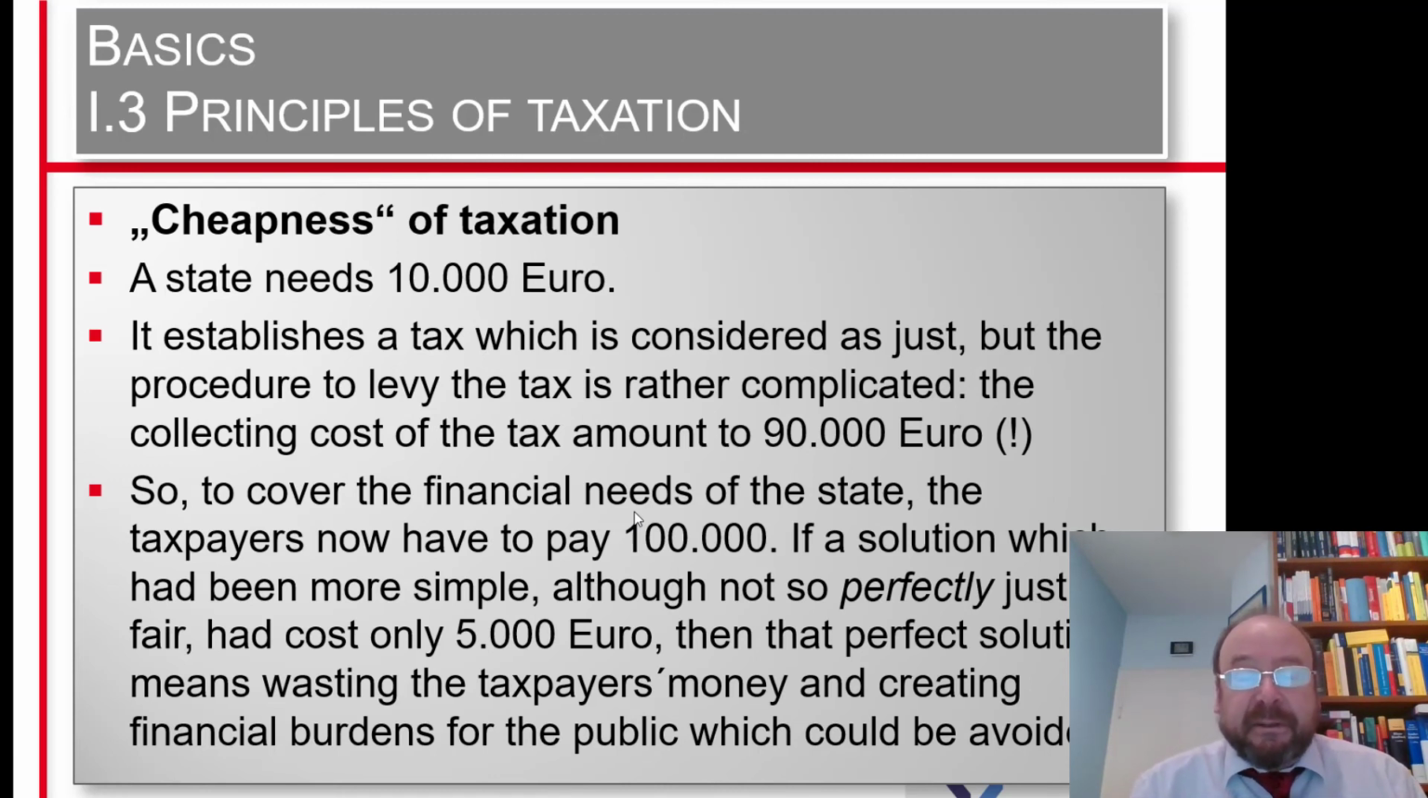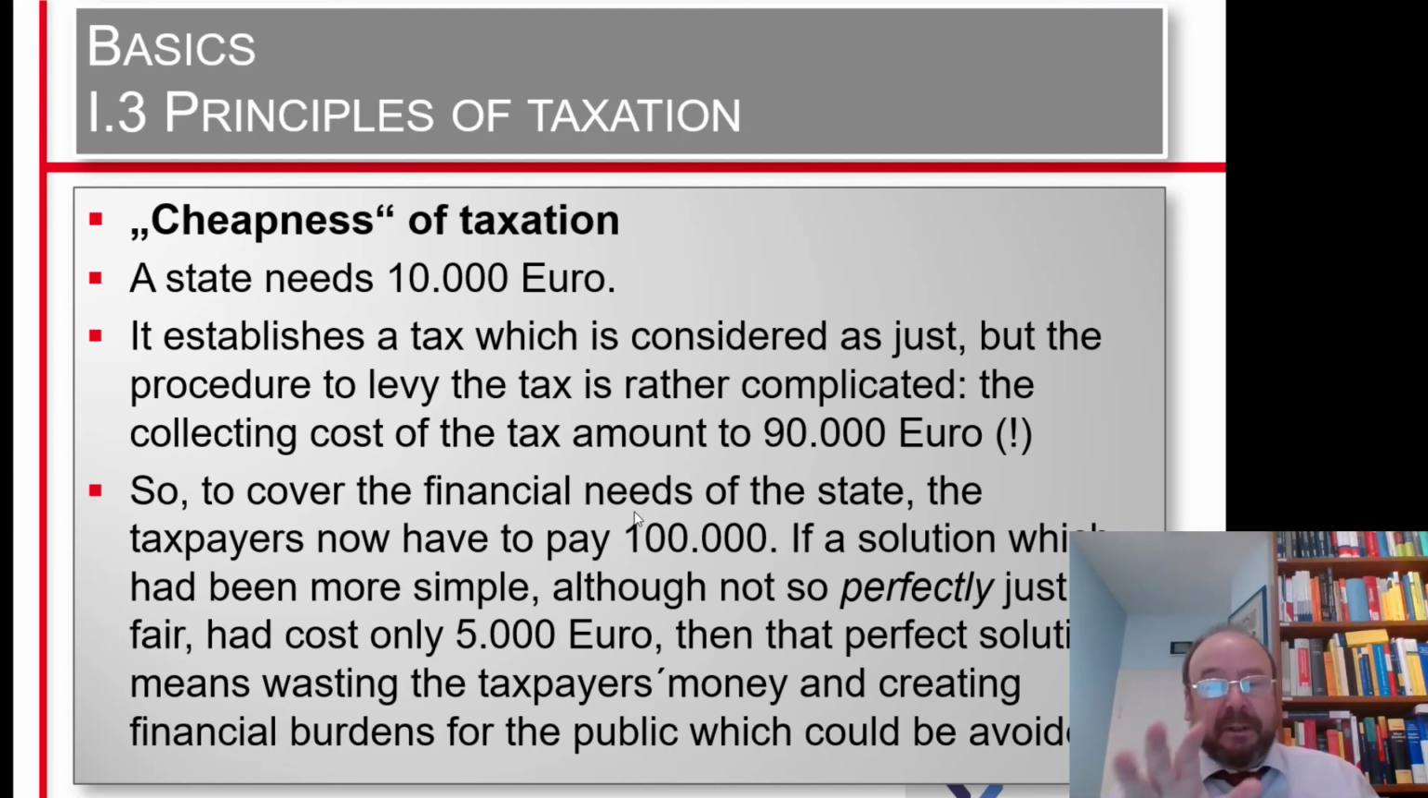So here I have on this slide a small little example for the cheapness or economy of taxation. Imagine that's the fourth principle, the idea that the bureaucracy combined with tax should be kept as low as possible. By the way, you must clearly see there is a trade-off or a conflict between two aims. First, you want to be just and fair, but if you really do this with utmost perfection, then probably the bureaucracy costs for handling that tax become very, very high.